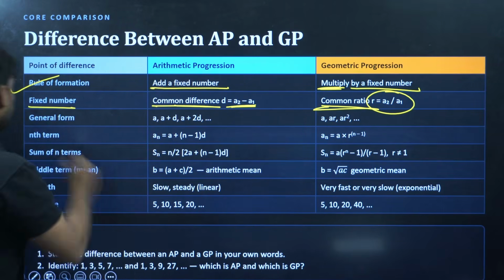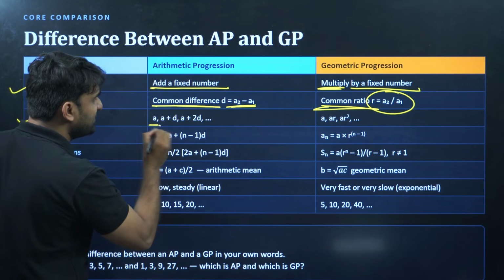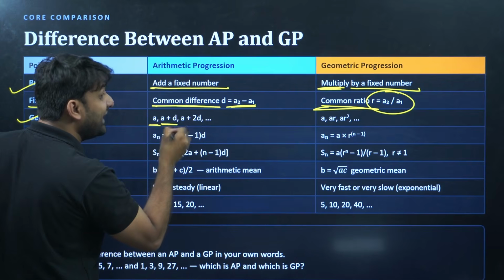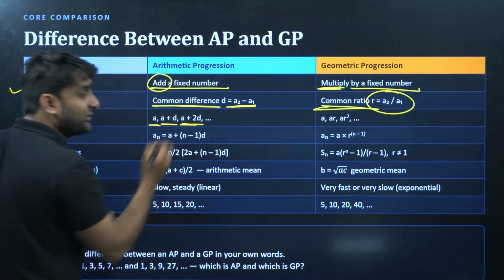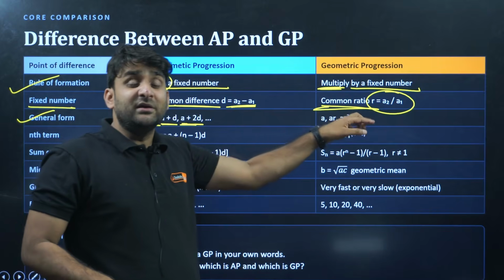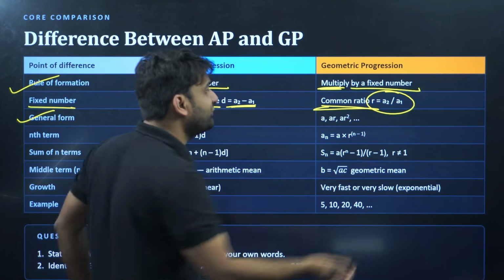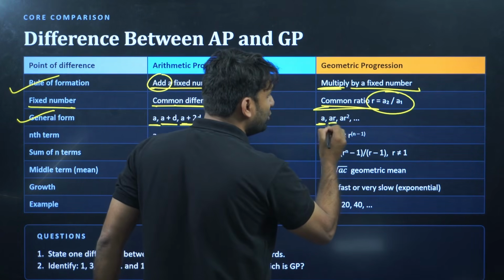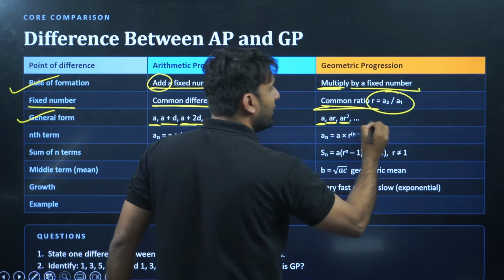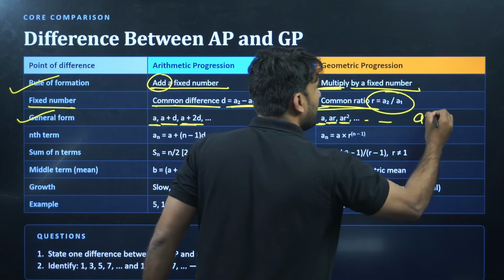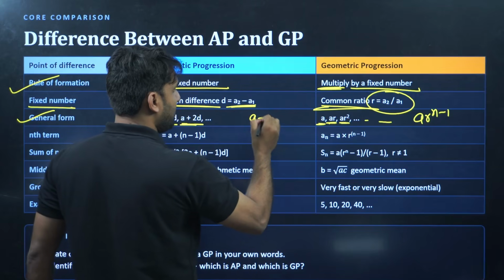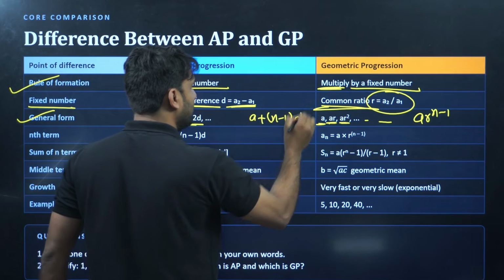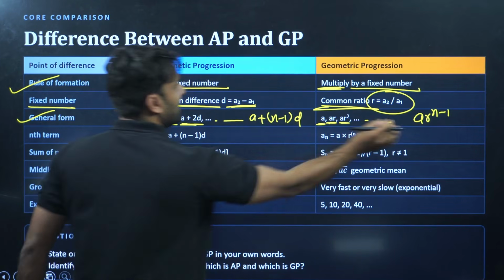Something divided by something. Common ratio is the second term divided by the first term, and common difference is the second term minus the first term. Clear, everyone? Okay, the general form: the first term is written as A, the second term will be A plus D because we are adding something. The third term will be A plus 2D, but in GP we get the next term by multiplying, so the terms will be A, AR, AR square and so on. What will be the last term? AR to the power n minus 1. And in AP the last term is A plus n minus 1 into D. Clear, everyone?